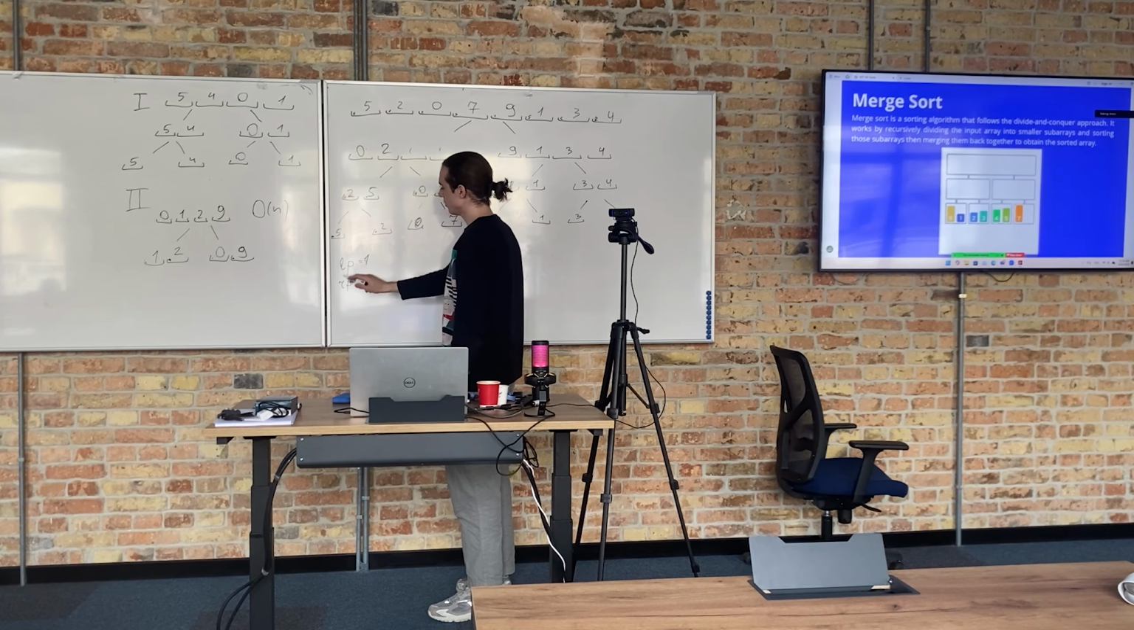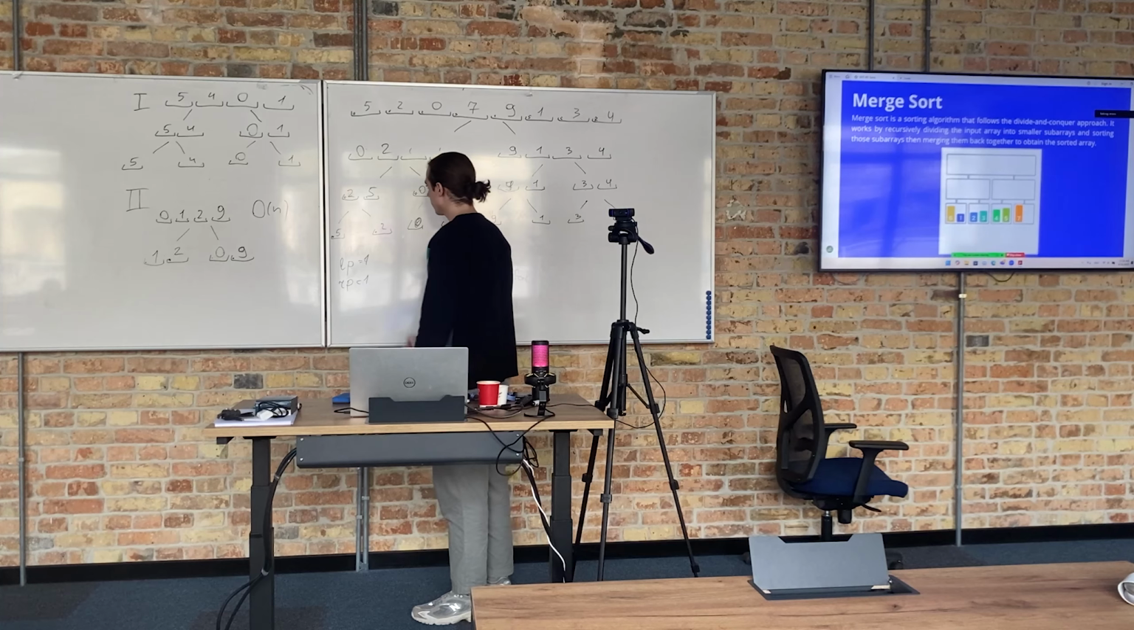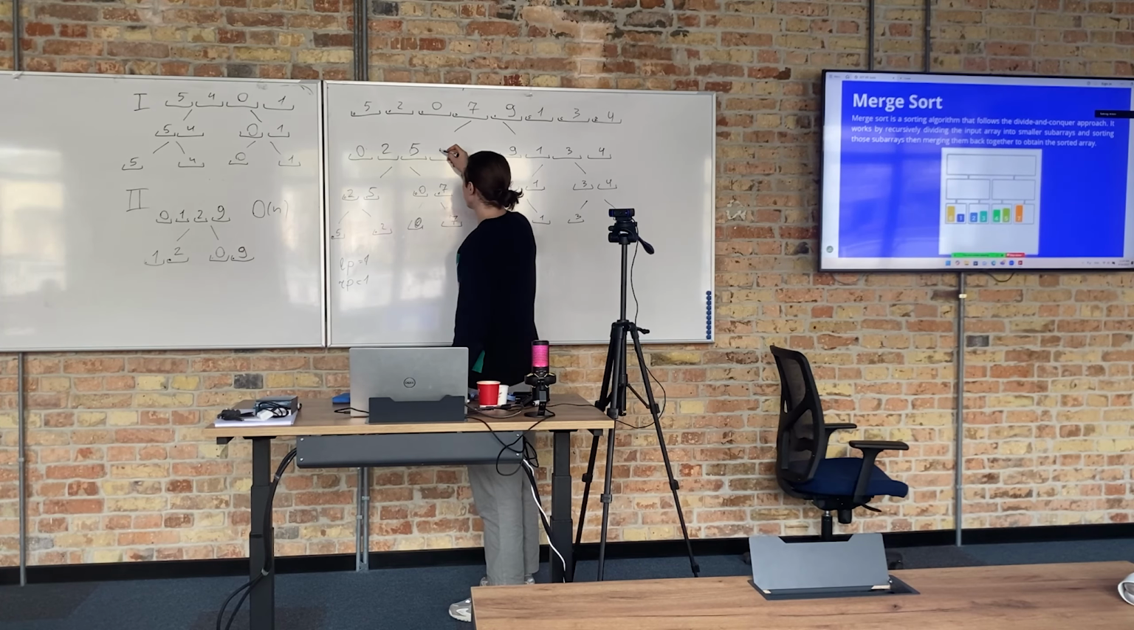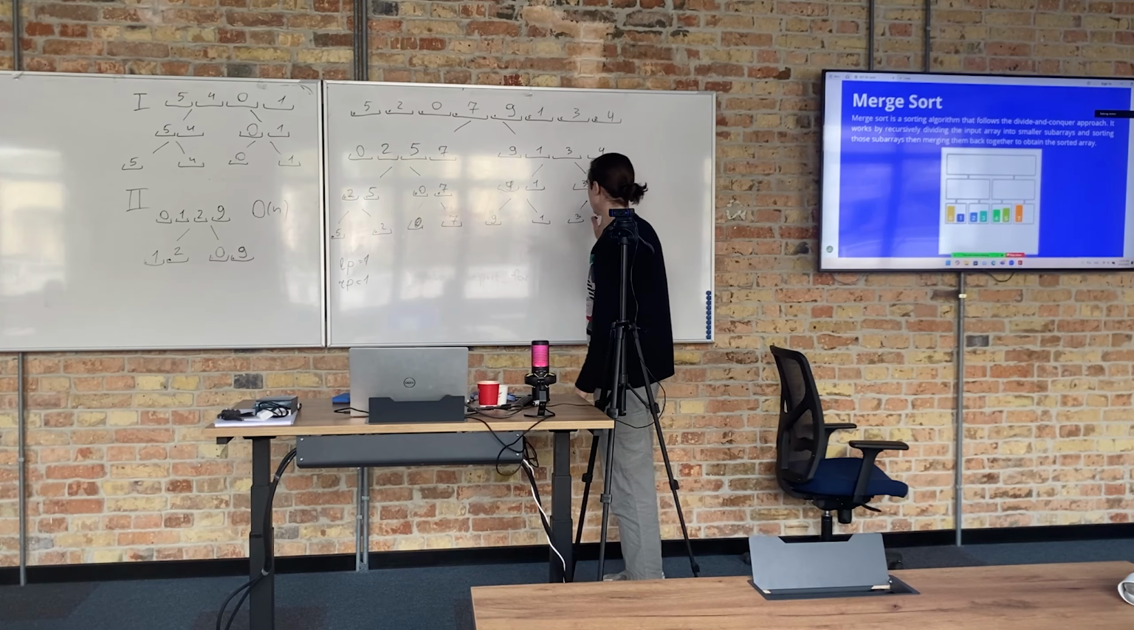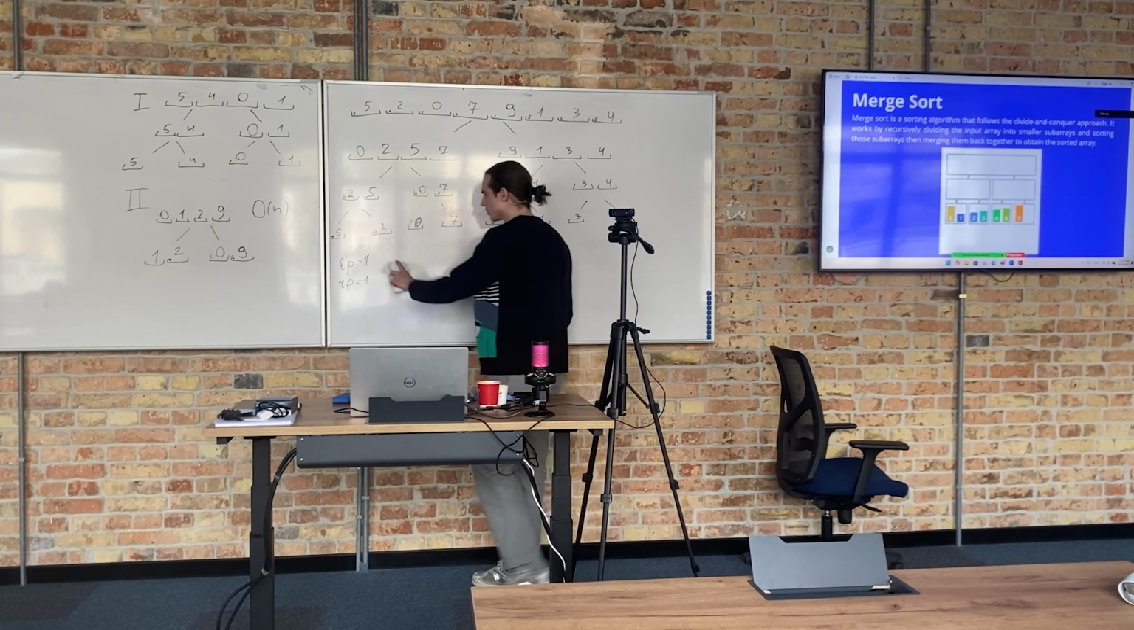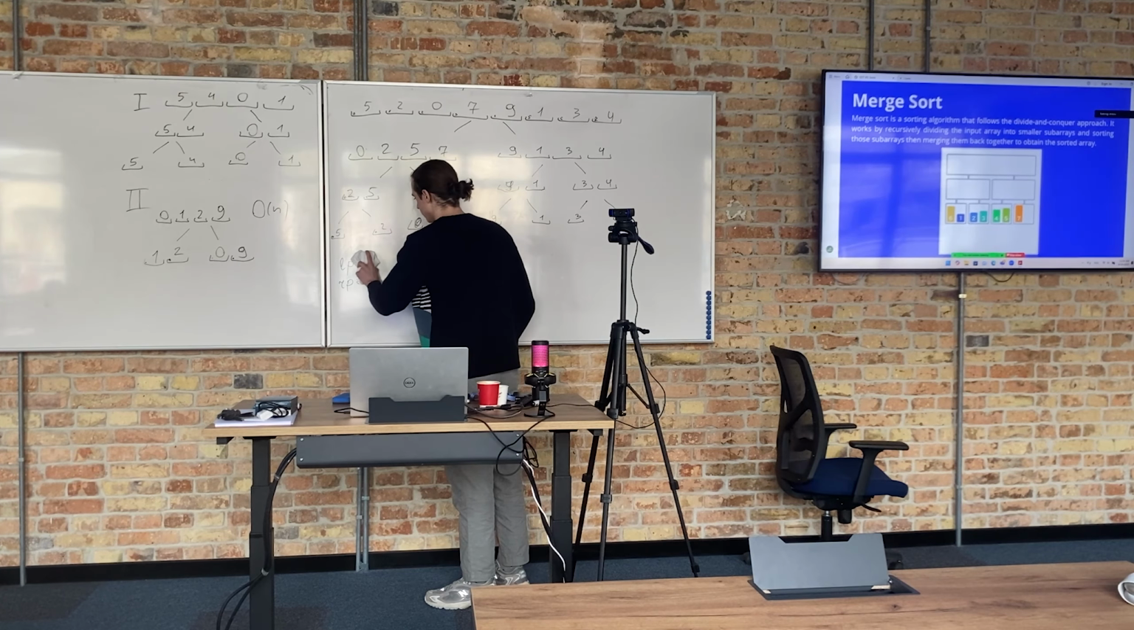So now we compare elements with index LP and RP. It's 5 and 7. 5 is less than 7, so we write 5 here, and we are left with only one element, so we automatically write it here. The same situation here. Do the same operations.